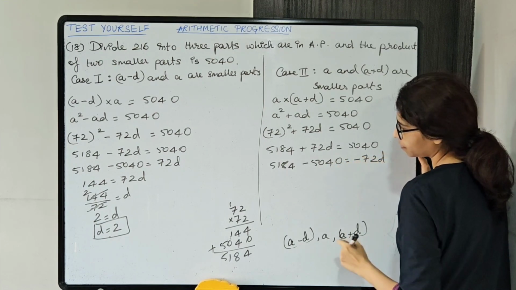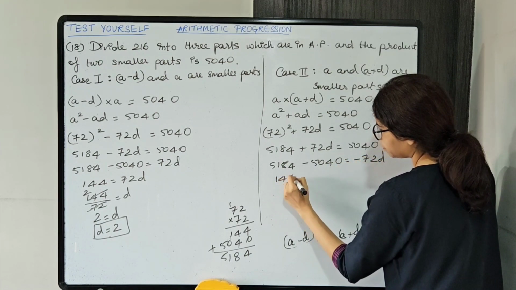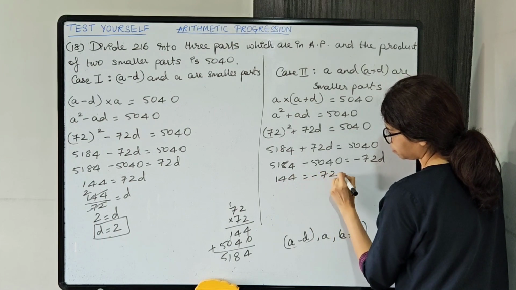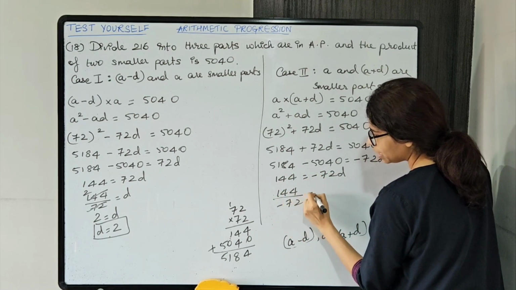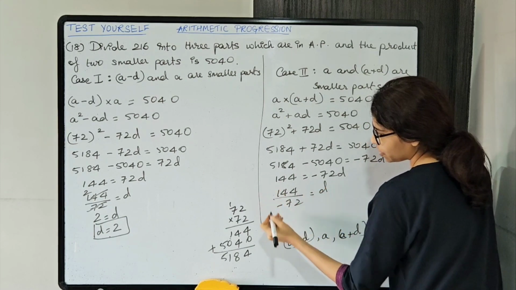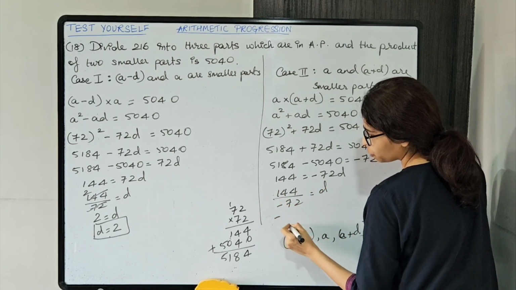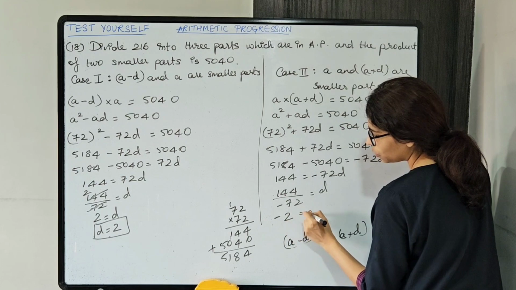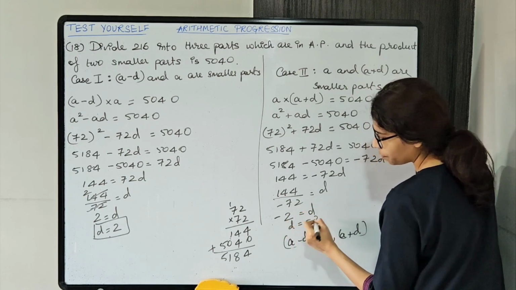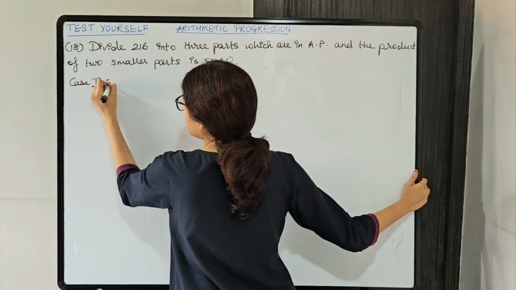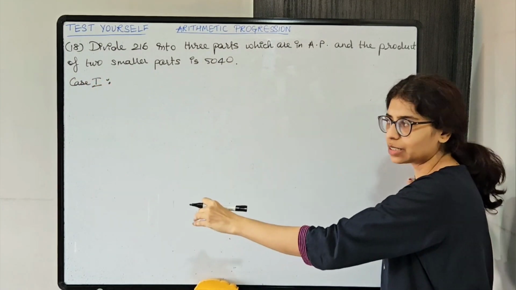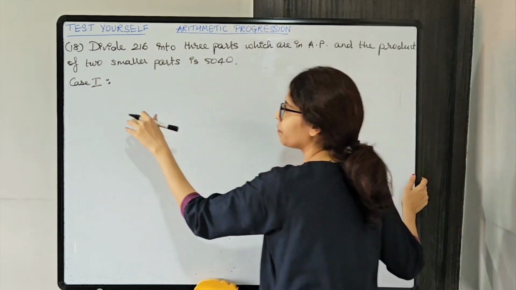Okay, so 144 by -72 is equal to d. Minus जाएगा न्यूमरेटर में. Okay, so -2 is equal to d, d is -2. Okay, so continuing with Case 1 part. केस 1 में हम लोग को d 2 मिला था, वहीं पे कंटिन्यू करो वर्किंग.